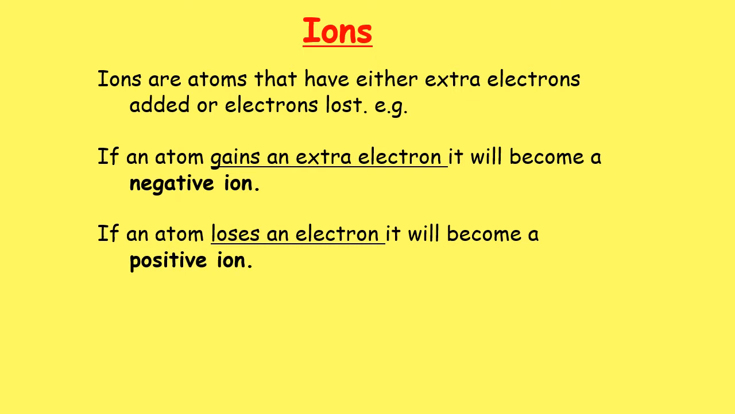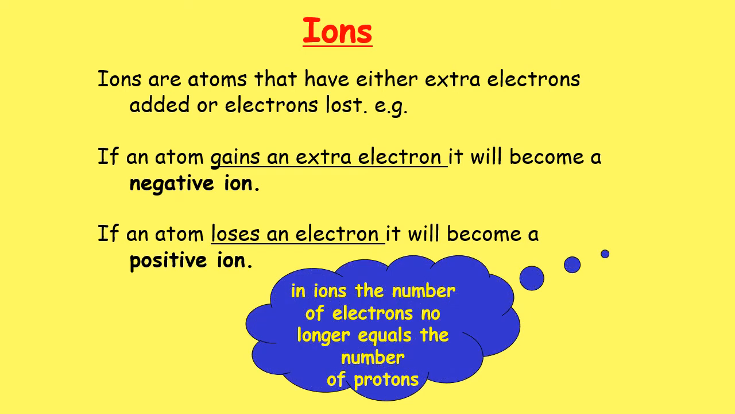A general rule is that metals always lose electrons to form positive ions, and non-metals always gain electrons to become negative ions. So metals form positive ions, non-metals form negative ions. And the reason why this charge happens is because you no longer have an equal number of protons and electrons.